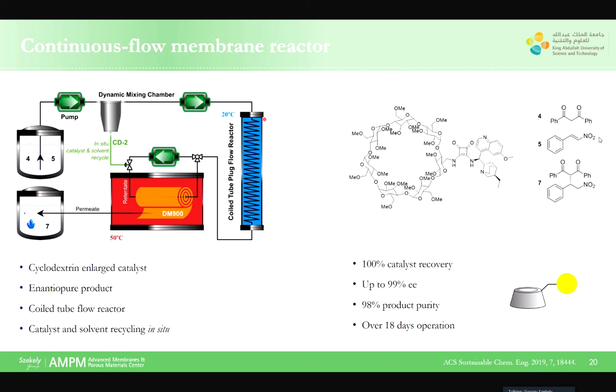But we can also do a continuous flow membrane reactor separator hybrid process by the combination of a plug flow reactor and a nanofiltration unit. So in this case, we have a coil tube reactor, which is about 10 meters long. And within that, you have a continuous flow of your catalyst through the system, which is being recirculated. And it does not go through the membrane, so you need a large catalyst, which is still solution processable. And in the permeate, you can collect your product.